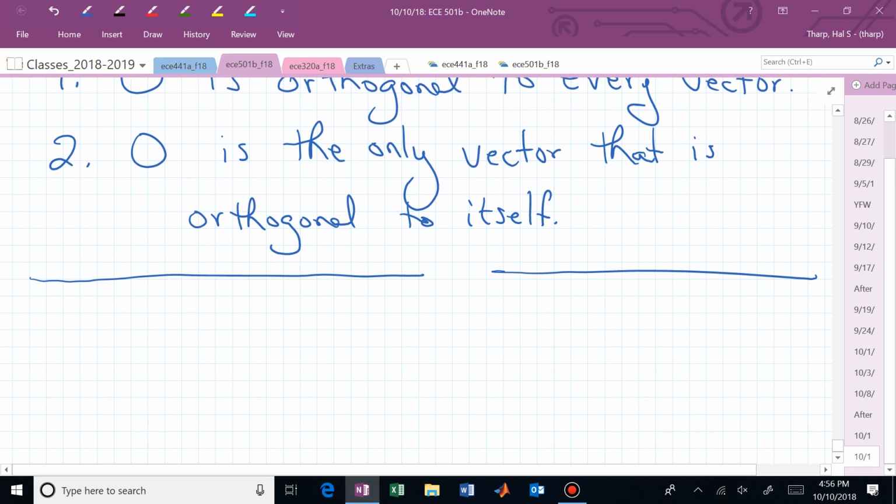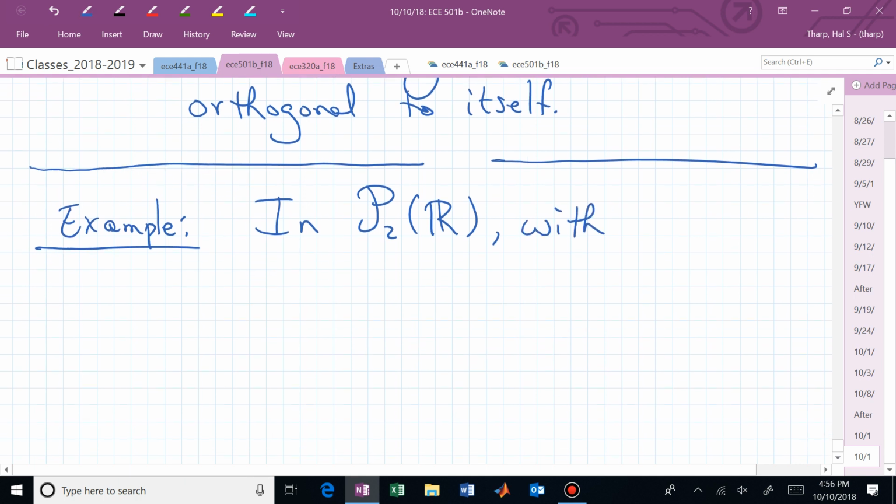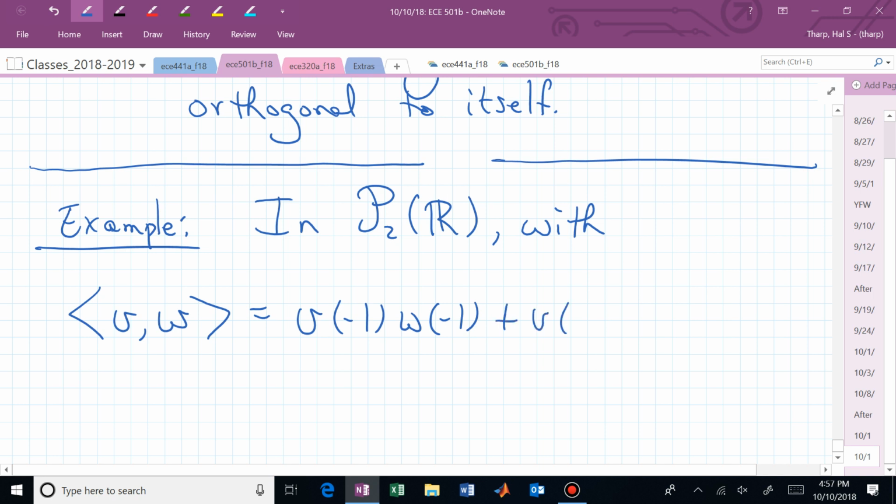So let's now look at another example to play with this concept of orthogonality. Suppose that we're now dealing with second-order polynomials, and suppose that we're going to go ahead and use the following inner product. Let's say that it's v of minus 1, w of minus 1, plus v of 0, w of 0, plus v of 1, w of 1.